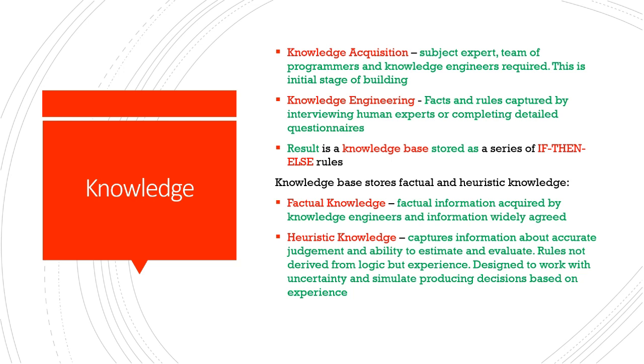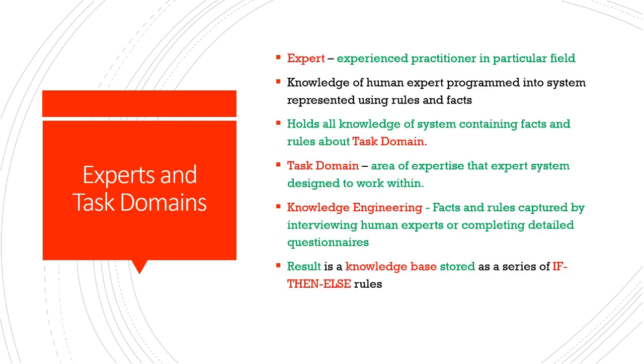The difference, well, factual knowledge is factual information which is acquired by knowledge engineers, and information is widely agreed, so there's going to a doctor, which all the doctors agree is known as a fact. But then heuristic knowledge is whenever you capture information about accurate judgment and the ability to estimate and evaluate. So it's things that you have to estimate, it's not 100% accurate. The rules are not derived from logic but instead experience. So a person who's maybe been in the field for 15 years, they'll know more. And this is then designed to work with uncertainty and simulate producing decisions based on experience.